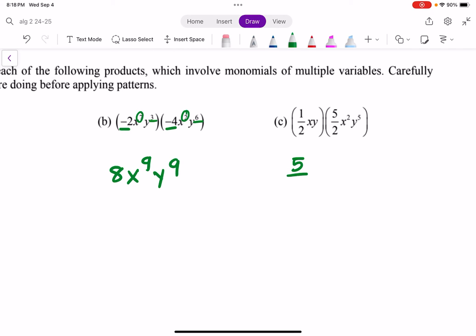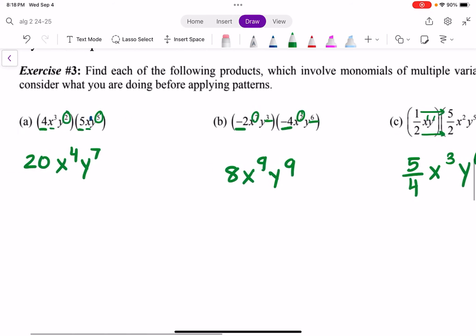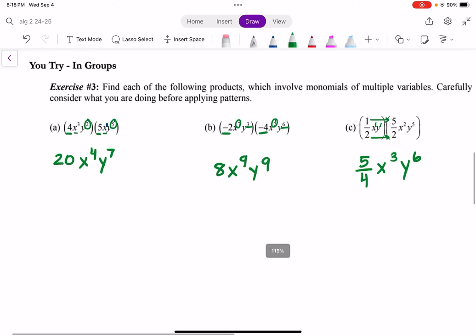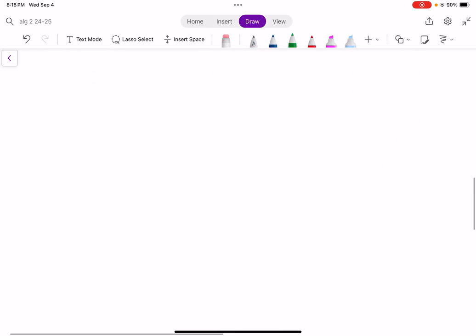And then here we have fractions. Again, you can use your calculator to multiply fractions. If you're not sure how to do that, let us know. Otherwise, shortcut, multiply straight across. 1 times 5 is 5, 2 times 2 is 4. We have 1x in the first term, 2 in the second, so x to the third, and then 1y, and then 5y, so y to the sixth. Okay? So now you know basic exponent rules, okay? Let's try just some other questions, okay?